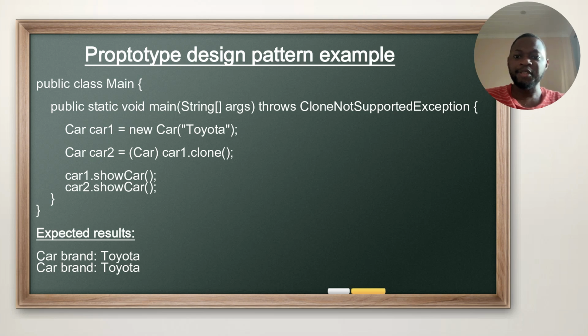Below that we invoke the showCar method for the first object, and the showCar method for the second object, which is the clone object. The expected result should be car brand is Toyota, car brand is Toyota. Car brand Toyota should be printed out for both, since car2 is the exact duplicate of car1. Yeah, that's a quick overview of the prototype design pattern.